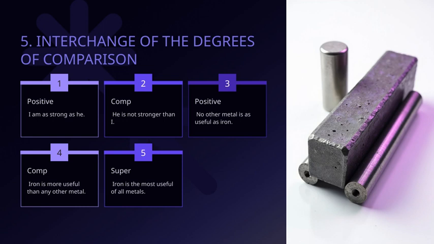Next, we have the comparative degree, which is used to compare two things directly. For instance, "Iron is more useful than any other metal." Here, we're comparing iron's usefulness to that of other metals. An important point to remember is that the comparative form often ends with "-er" or is paired with "more" or "less."